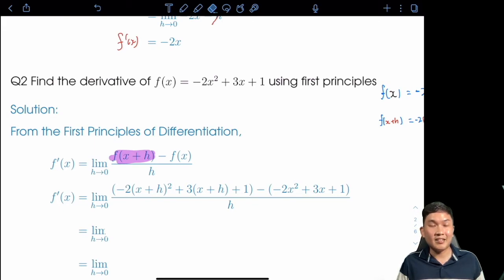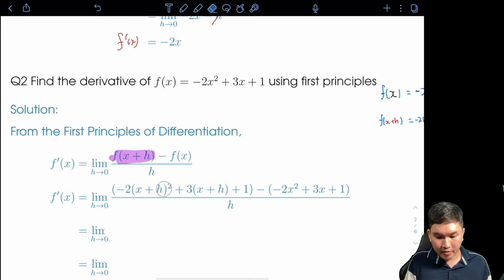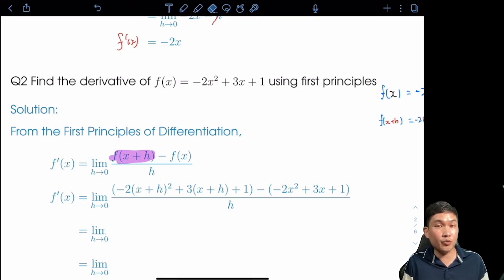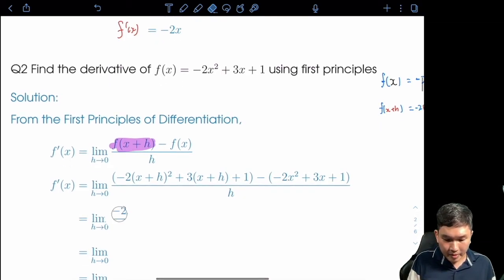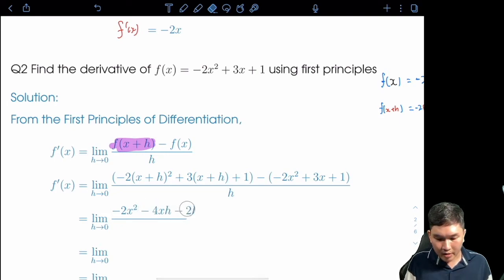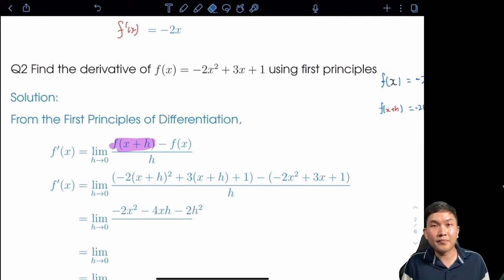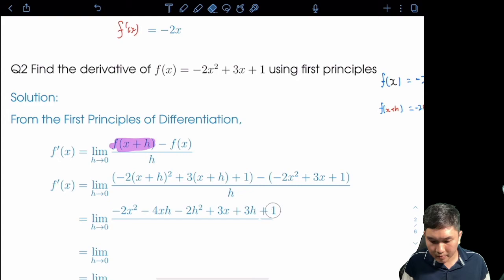Alright, the next step will be to expand the brackets, starting with this one first. Yeah, so we know this is an identity, x squared plus 2xh plus h squared, but we're going to multiply it with negative 2. So that's going to give me negative 2x squared, negative 4xh, and negative 2h squared. Alright, and the next bracket is this one. We're just going to multiply by 3. So that one is quite straightforward. And don't forget the plus 1.